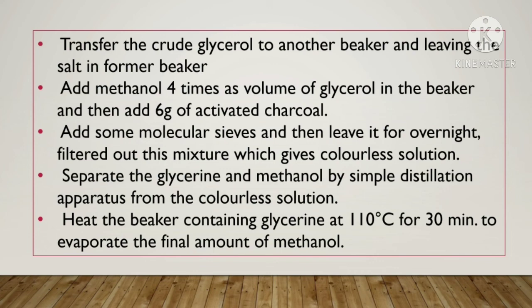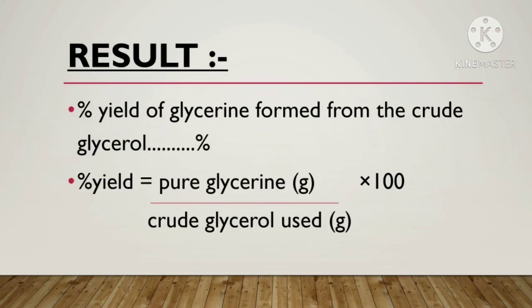After the distillation, heat the beaker containing glycerin at 110 degrees Celsius for 30 minutes to evaporate the final amount of methanol. Then we get pure glycerin. Result: percentage yield of the glycerin found from the crude glycerol. Percentage yield can be calculated by dividing the weight of the pure glycerin obtained by the weight of the crude glycerol used, multiplied by 100.